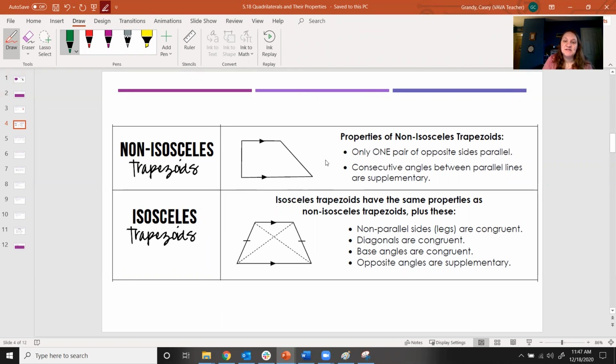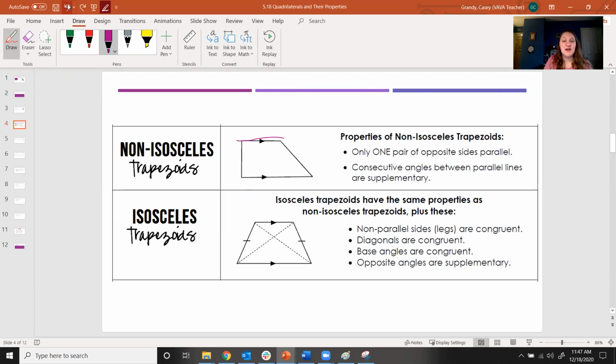In a non-isosceles trapezoid, you have one pair of opposite sides that are parallel, and the consecutive angles between the parallel lines are supplementary. So this is just properties of parallel lines that we've already learned. So if I have two parallel lines and a transversal, then the consecutive interior angles are supplementary. And so that would be true in our trapezoid because it has parallel bases.